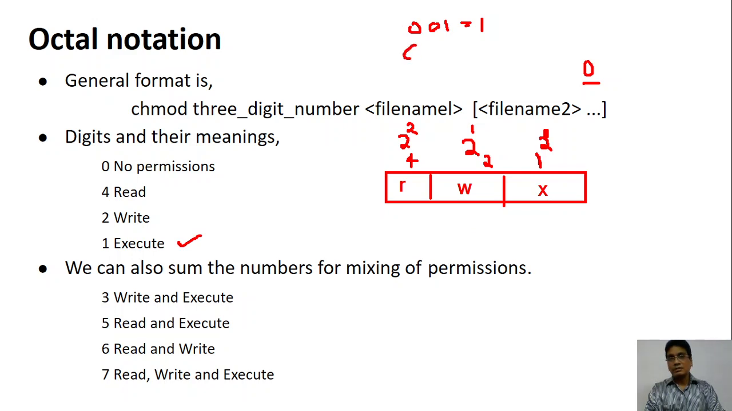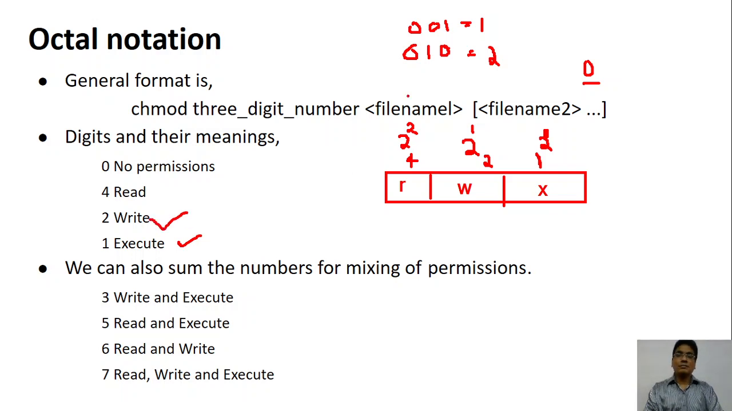If it is 0, 1, 0, the middle bit is set. There are 3 bits, the first and the last are not set, and the middle bit is set. If the middle bit is set, it is 2 to the power 1. What is the value of it? The decimal equivalent is 2. What is the permission you get?